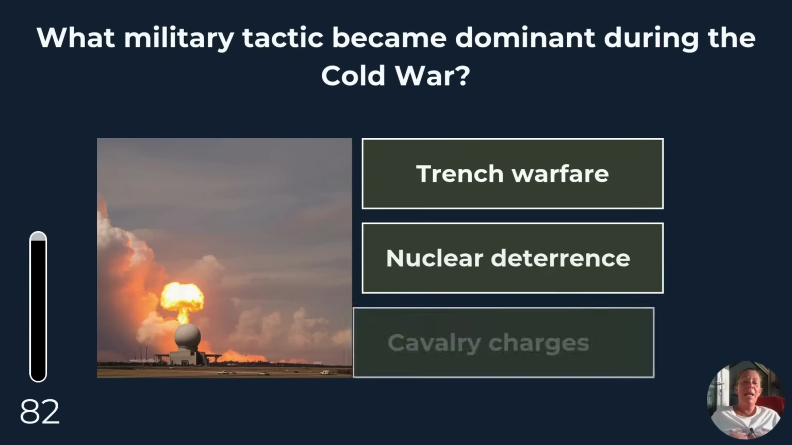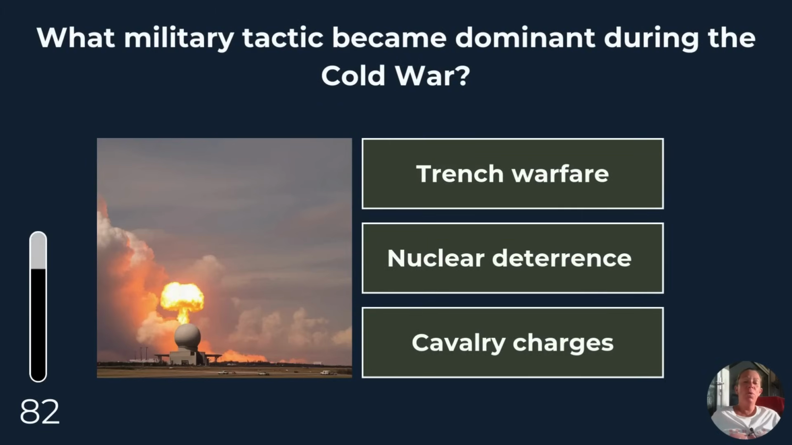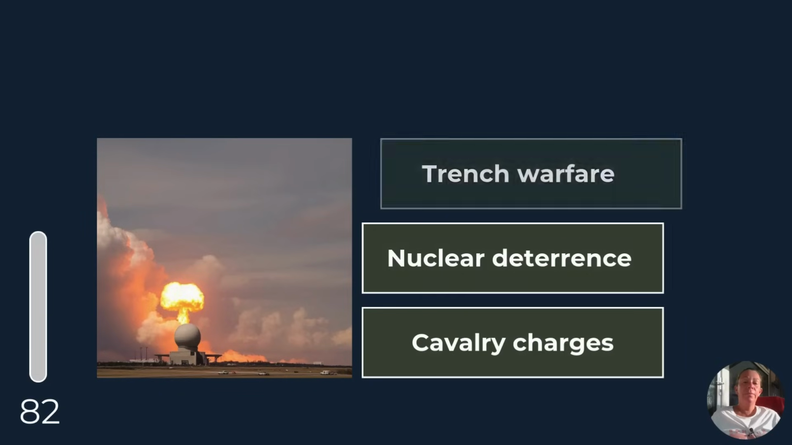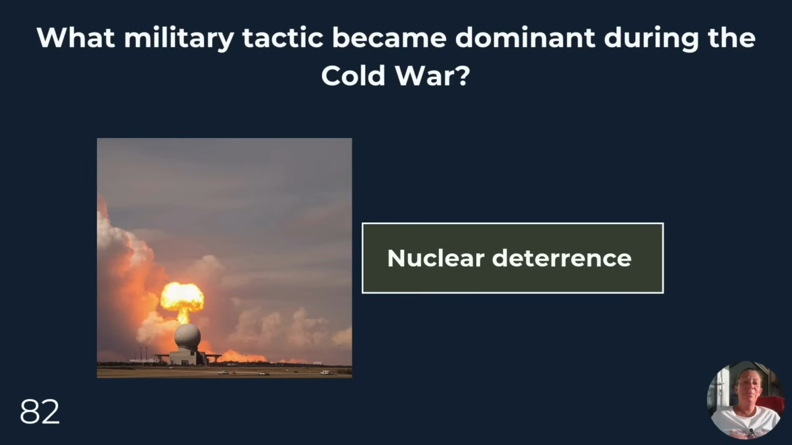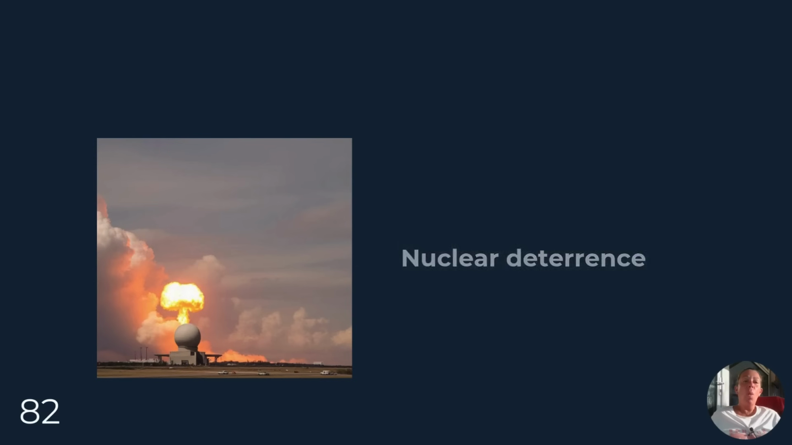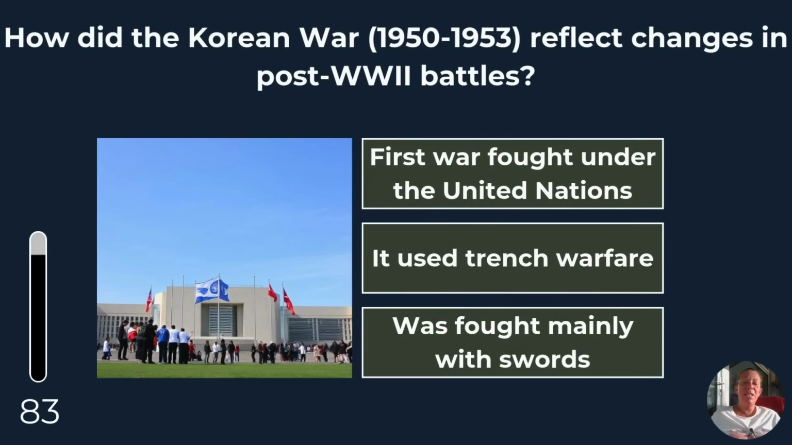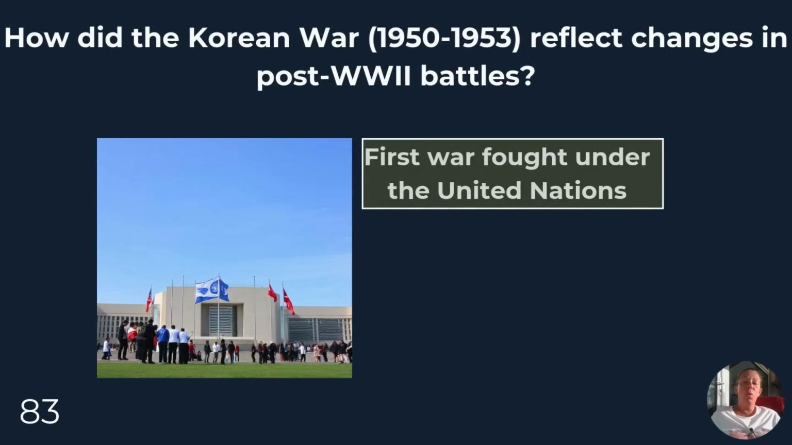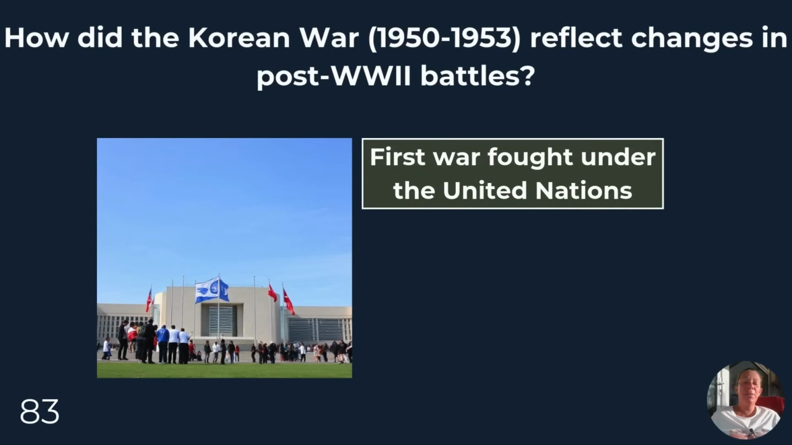What military tactic became dominant during the Cold War? Trench warfare, nuclear deterrence, or cavalry charges? Nuclear deterrence. How did the Korean War, 1950 to 1953, reflect changes in post-World War II battles? First war fought under the United Nations, it used trench warfare, or was fought mainly with swords? First war fought under the United Nations.